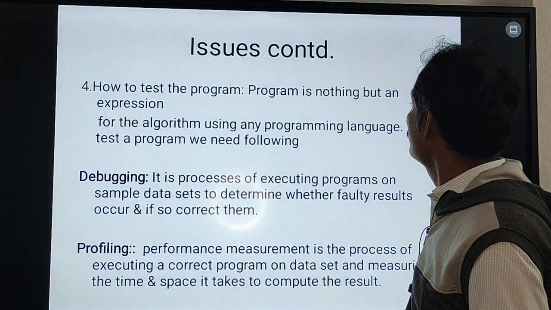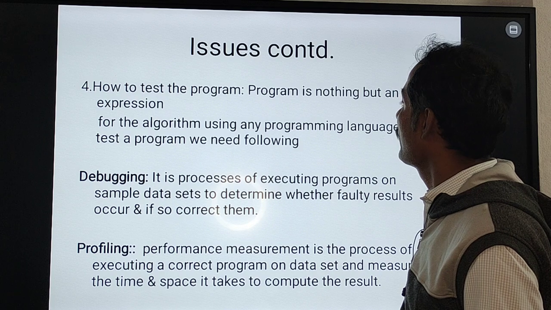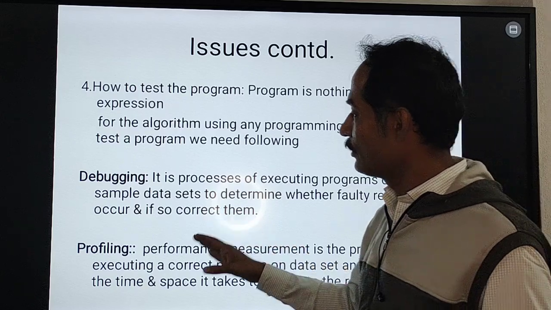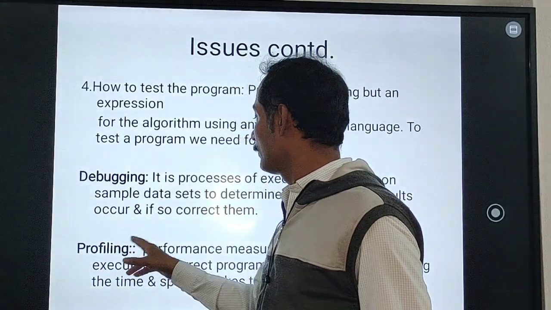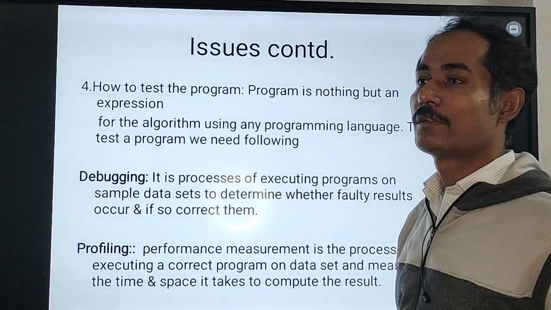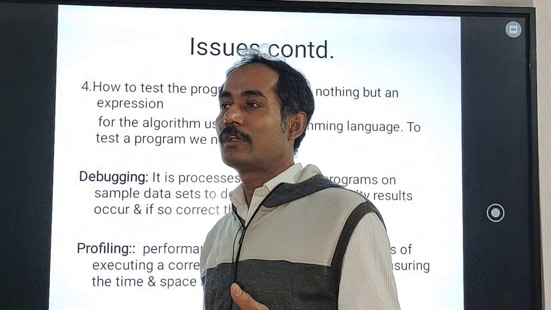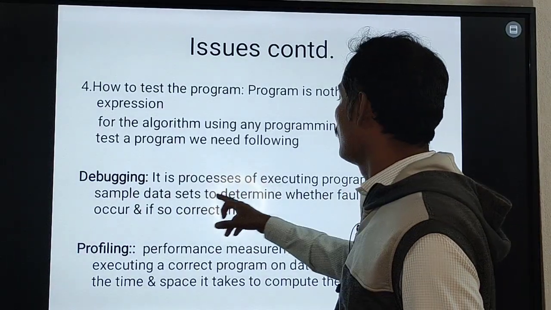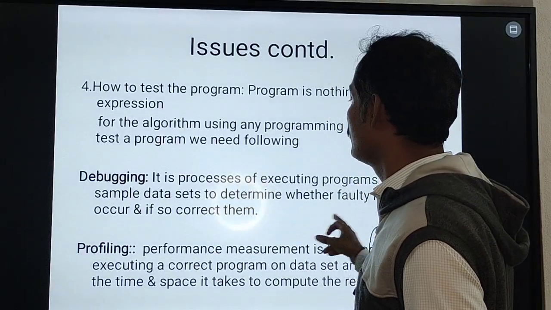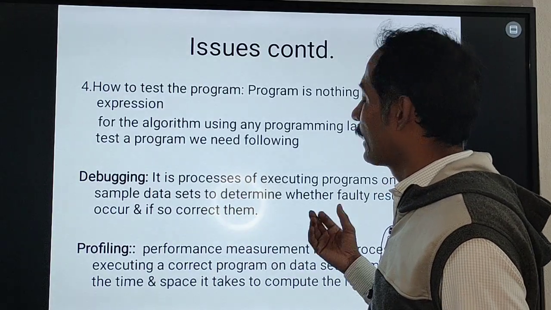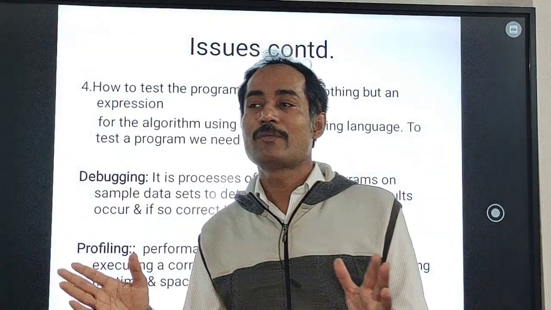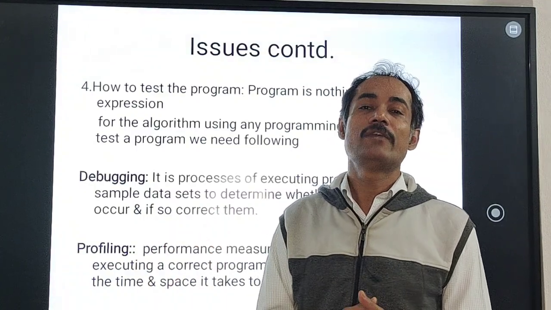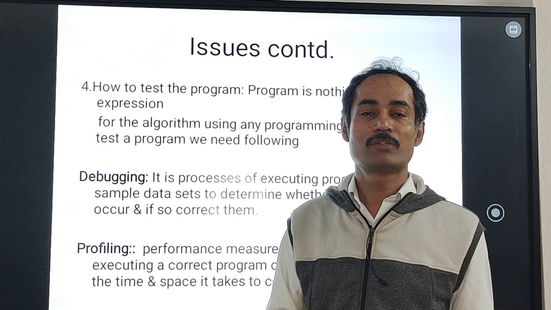And how to test the program? The program is nothing but an expression of the algorithm using a programming language. To test a program, we have mainly two phases, debugging and profiling. Debugging is nothing but checking for further correction. It is the process of executing programs on sample data sets to determine whether faulty results occur, and if so, correct them. Every time you have a set of data and you provide it to your system. If you are getting correct results, then it is fine.